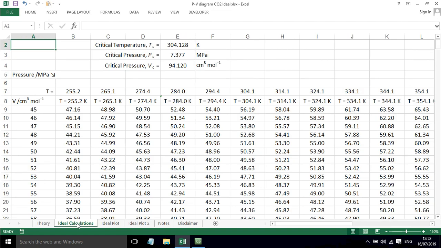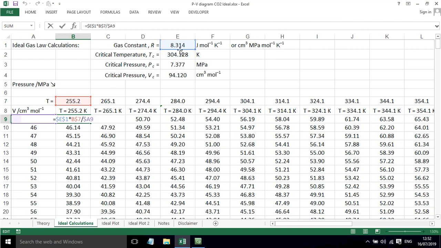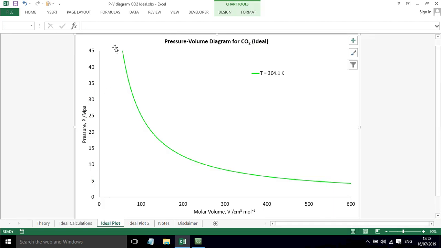So if we look at the calculations for this, we can plot out different pressures for different molar volumes and different temperatures. So all we have to do is take the temperature times the gas constant and divide by the volume, and we'll get a pressure there. This has been done as pressure in megapascals, volume in centimeters cubed per mole. And if we plot this out just for one of the temperatures here, 304.1 Kelvin, we see this sort of 1 over x behavior with this curve.